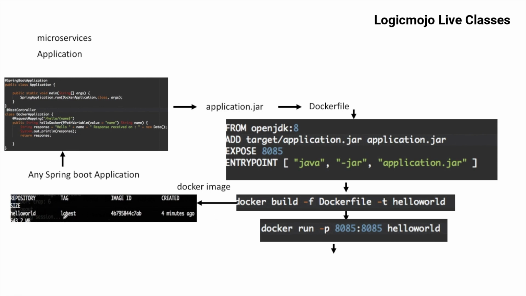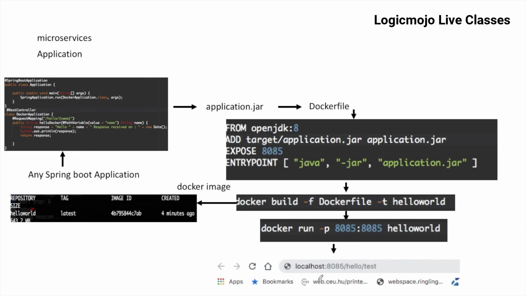The image name is hello world that we have just created. Once we execute this particular instruction, our container starts running. That's it. These are all the processes involved in case of Docker. It looks pretty simple, right? Now if we want to verify the application, in the browser we just run localhost, the port that we have exposed, and then the resource.